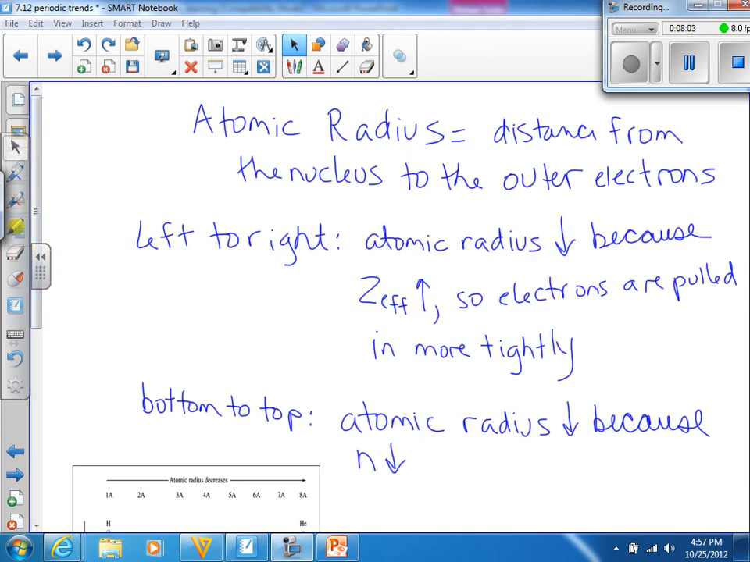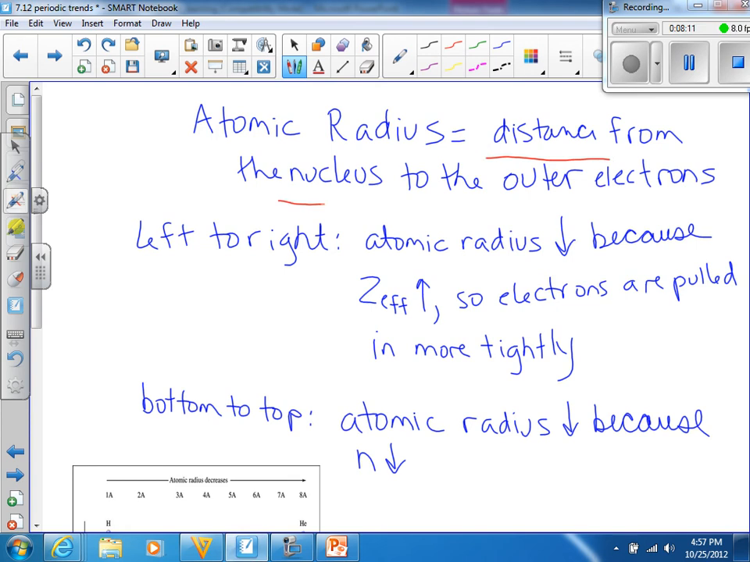Okay, the next periodic trend we're going to look at is the atomic radius. And the atomic radius is the distance from the nucleus to the outer electrons. And we have several different ways in which this changes. It's not random, it's very ordered. When we go left to right, atomic radius decreases because the effective nuclear charge increases, so electrons are pulled in more tightly.